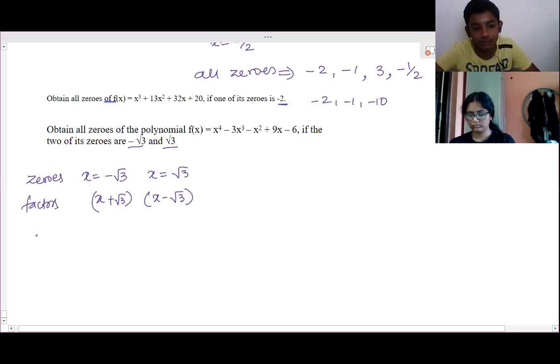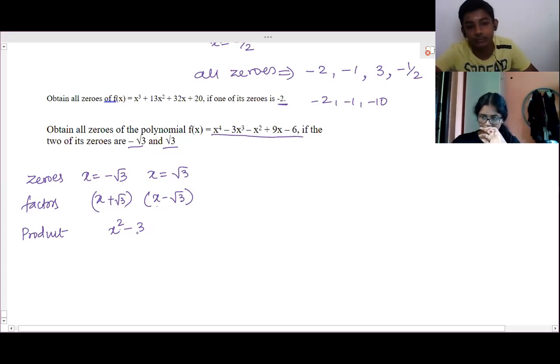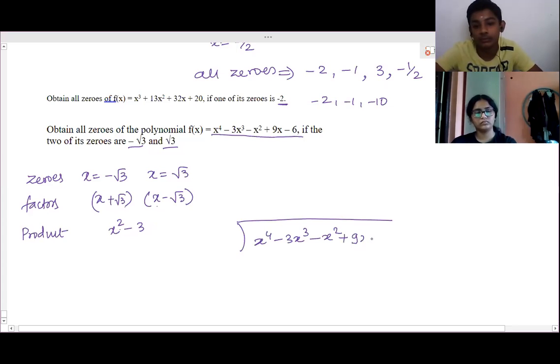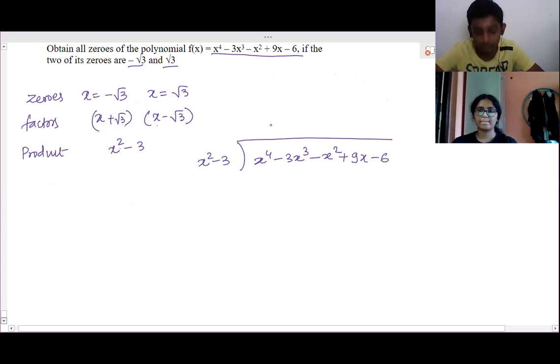So the product is x square minus 3, by using the identity a plus b into a minus b equals a square minus b square. So we got the polynomial as x square minus 3. Then divide the given polynomial, x to the power 4 minus 3x cube minus x square plus 9x minus 6, with x square minus 3. Ma'am, now because of irrational numbers, there is going to be no problem. Yeah.